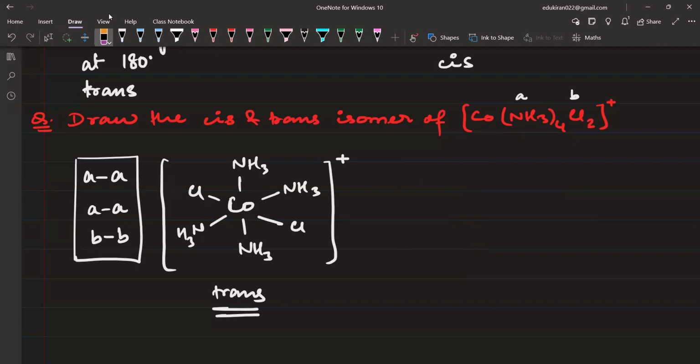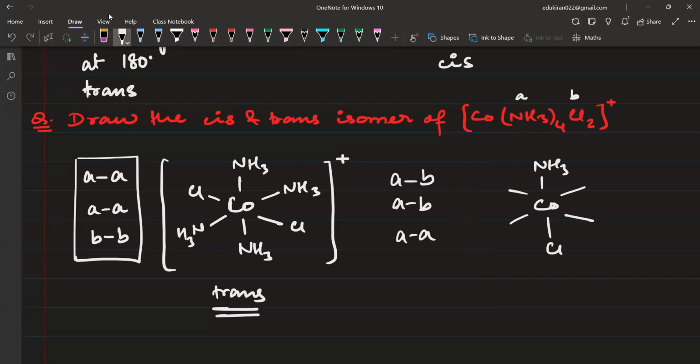What do we need to do for cis? For cis, A will be opposite to B, A will be opposite to B, and A will be opposite to A. We'll have cobalt. Now what I am making may be different. A is NH3, opposite to Cl. Then again A is NH3, opposite to Cl. Then we have NH3, NH3.